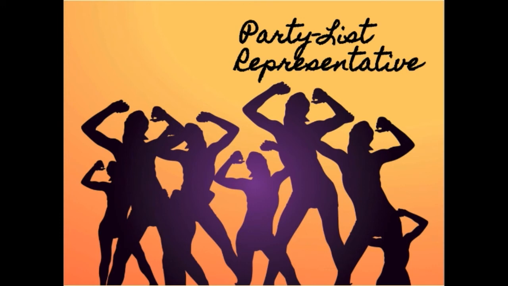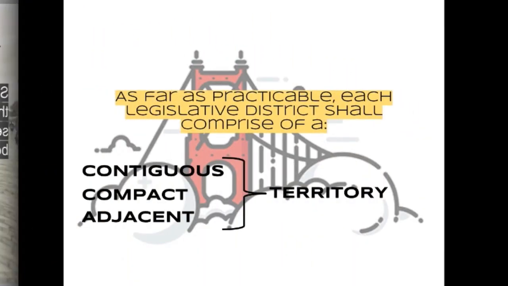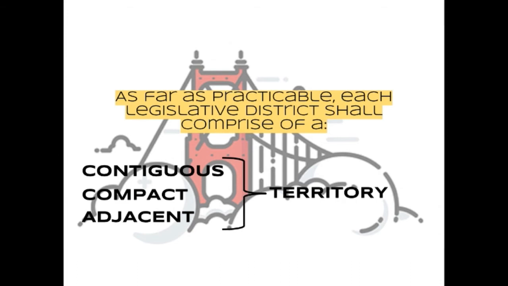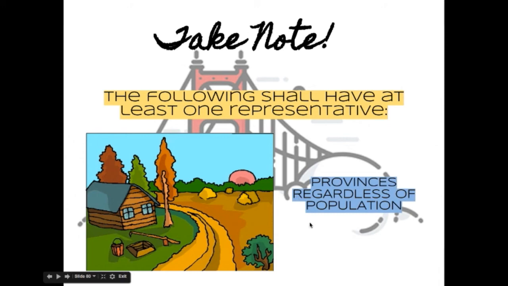Hence, when Section 5, Paragraph 2 provided the coded statement in here, it was in effect slowly eradicating the existence of the sectoral representatives. For the legislative district, as far as practicable, it shall comprise a contiguous, compact, and adjacent territory. Take note that the cities with a population of at least 250,000 shall have at least 1 representative, and so does each province, regardless of population.